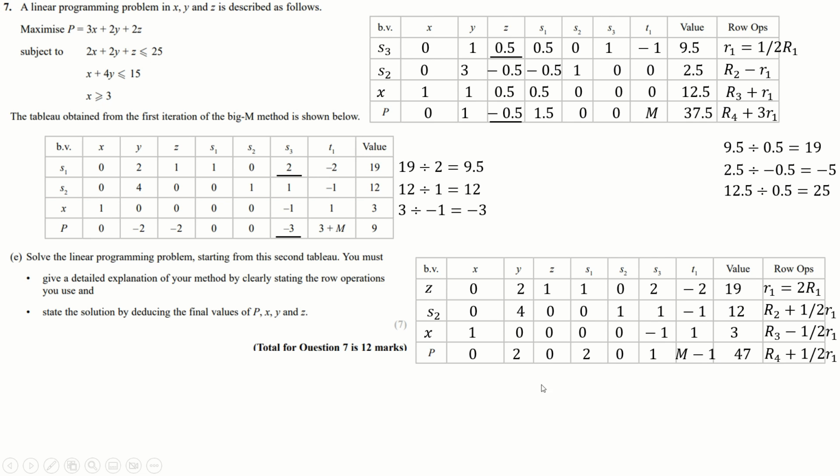So we have the answers that p is 47, we have x is 3, we have z is 19. Now remember what these values actually mean. No, they don't mean anything. Good, excellent. So we have that. We have y is 0 because it's not part of our basic variables column. So y is 0. And that will be the entire answer, I believe. Yeah, good, that's the whole paper.